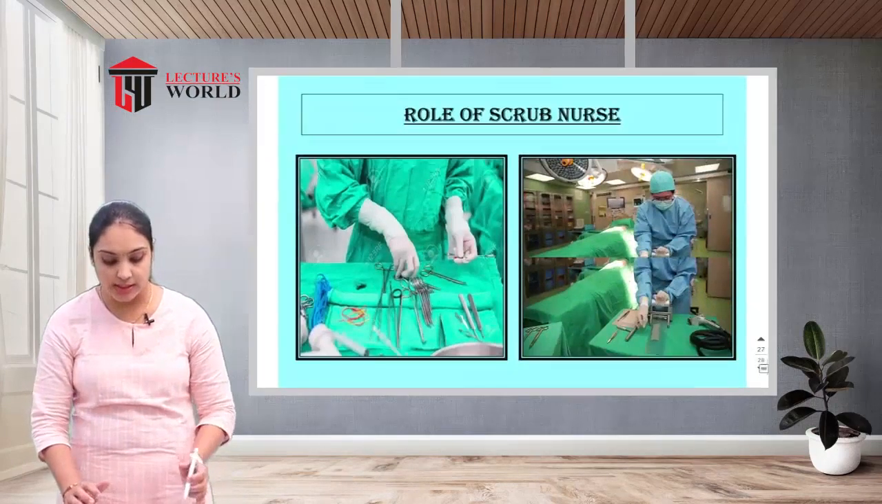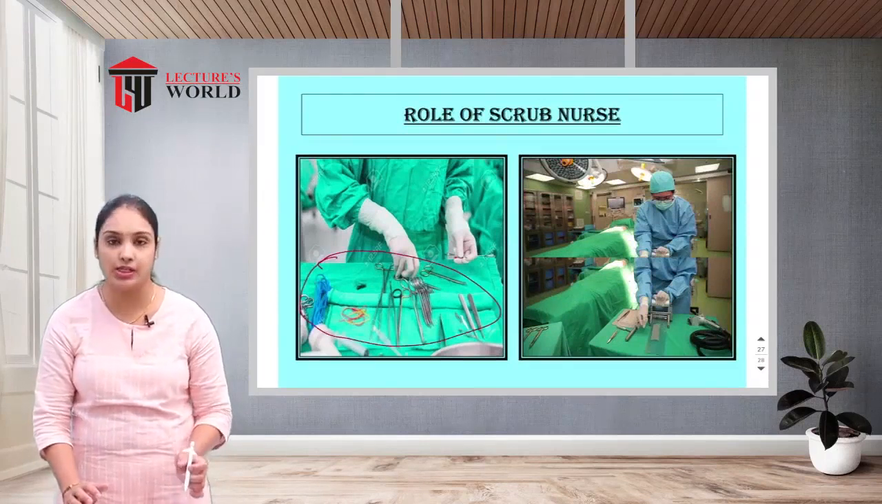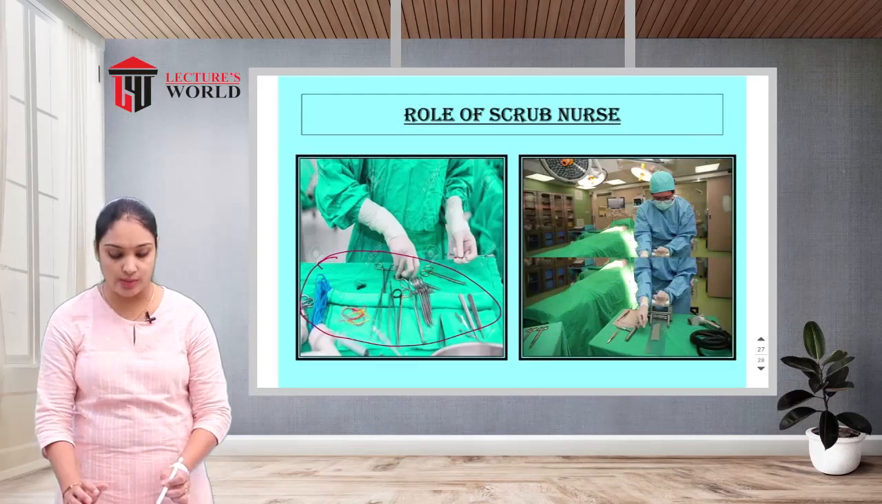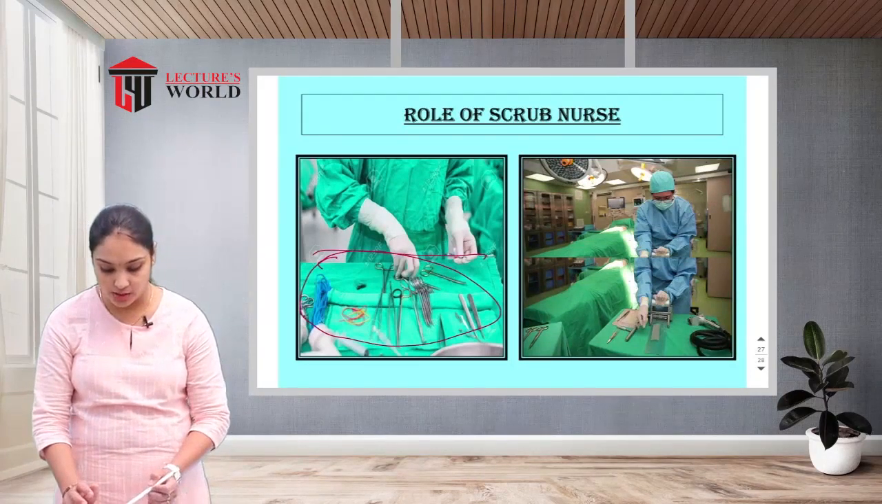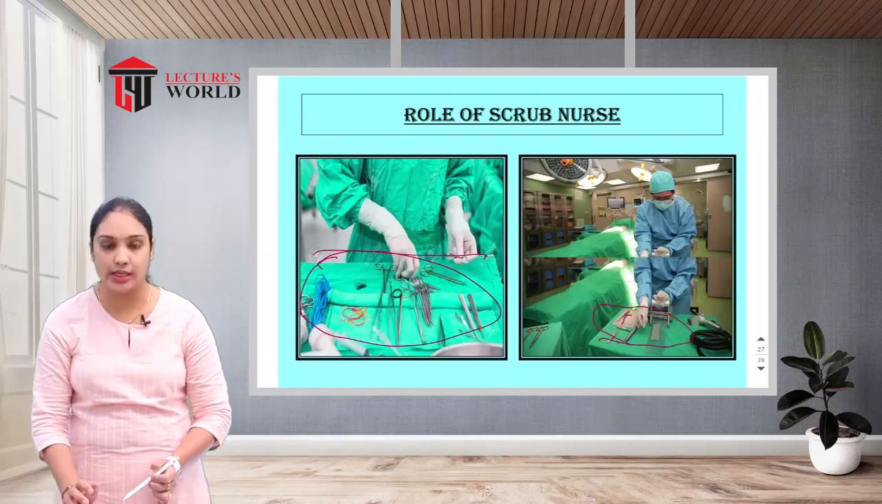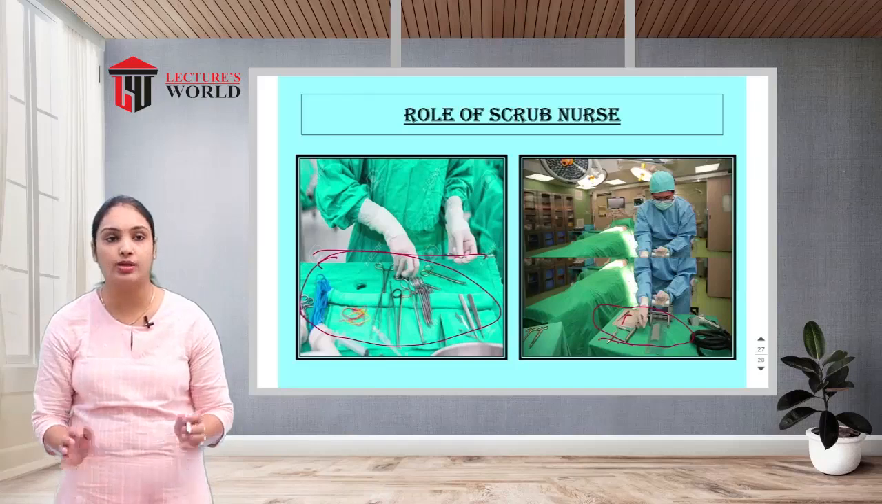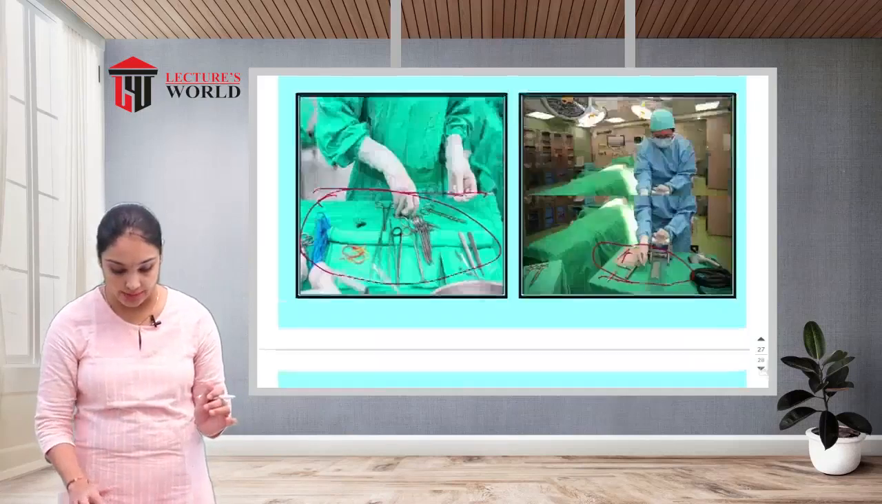See in this figure that she is preparing all the surgical instruments and properly arranging them. So this is a sterile table. In this figure also you can see that she is preparing. She is spreading the green cloth, which is also a sterile cloth, and on that sterile cloth she will arrange all the surgical equipment.